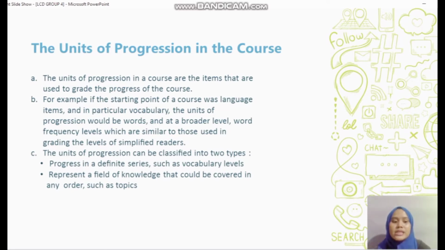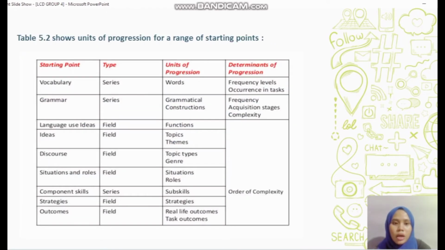The units of progression can be classified into two types. The first type is progress in a definite series, such as vocabulary levels, and the second type represents a field of knowledge that could be covered in any order, such as topics. Okay, Table 5.2 shows units of progression for a range of starting points.